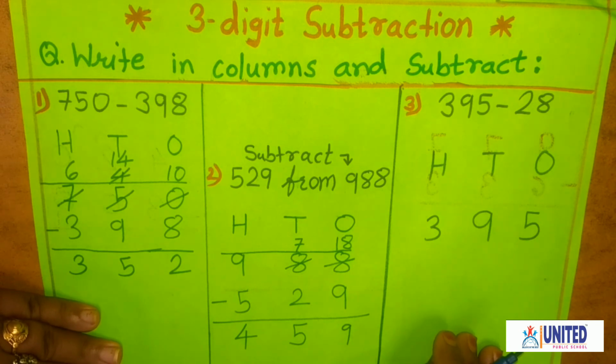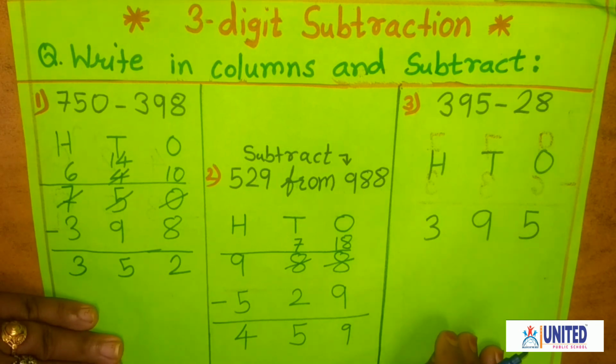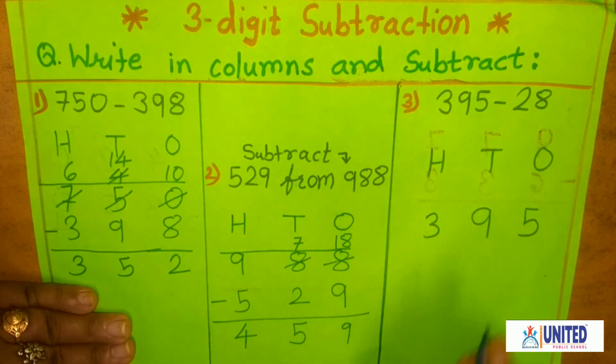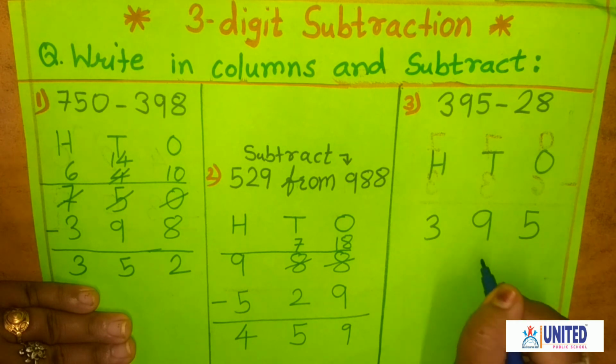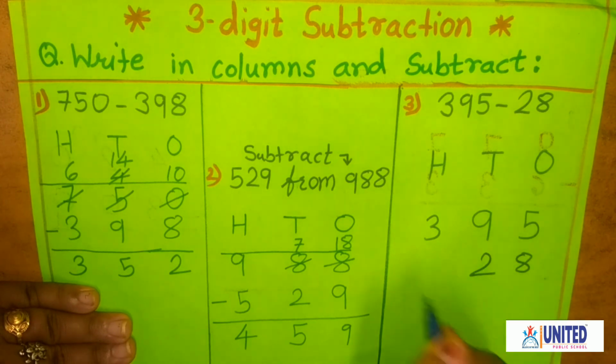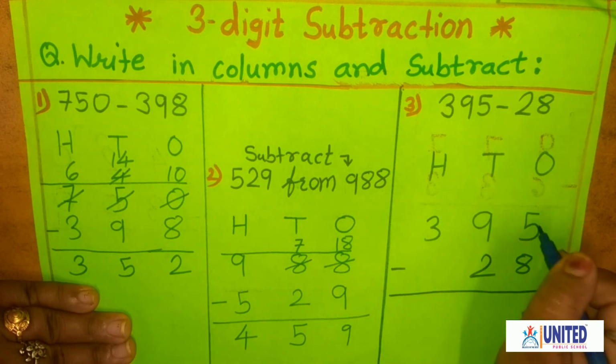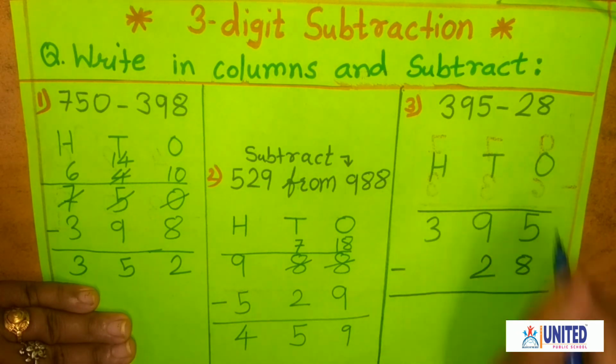So you always know that whenever we write a 2-digit number, it starts from the back side. Right? You have to write from the back side. Okay, so write it here in the tens and ones only. So we write it in the tens and ones columns. So I can write 28 here. Minus. Now 5 minus 8.